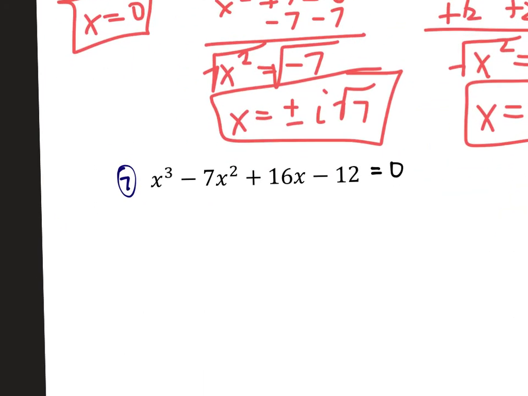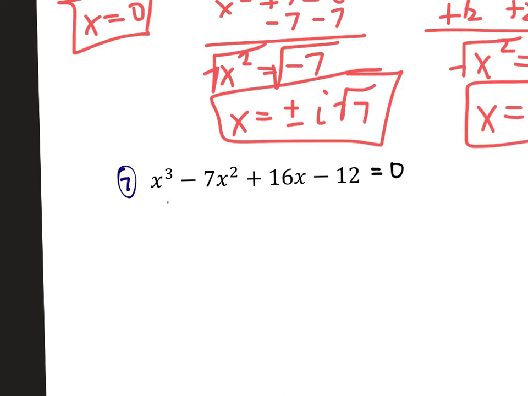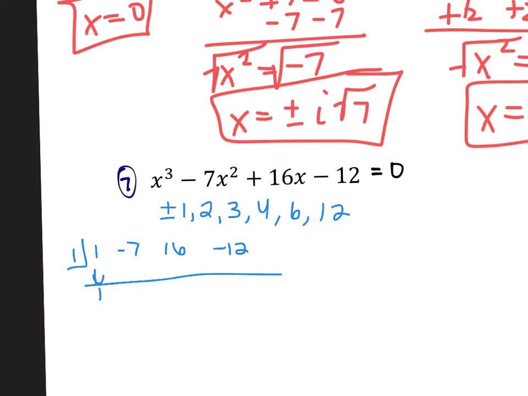All right, moving along, same thing here. Grouping's not going to work. There's no GCF, so I'm going to list the factors of 12, plus minus 1, 2, 3, 4, 6, and 12. Start with 1 on our synthetic division. So I have 1, negative 7, 16, and negative 12. Bring down the 1. 1 times 1 is 1. Negative 7 and 1 is negative 6. Negative 6 times 1 is negative 6. 16 and negative 6 is 10. This isn't going to work.